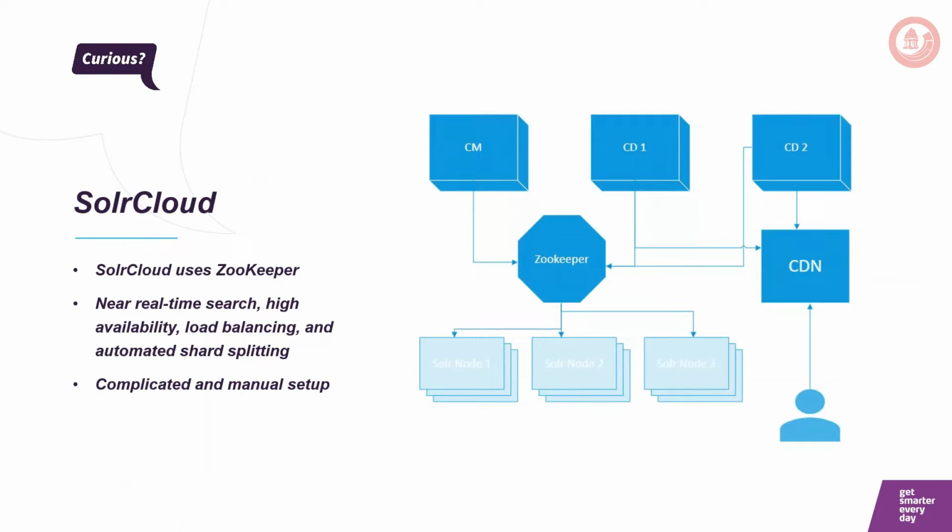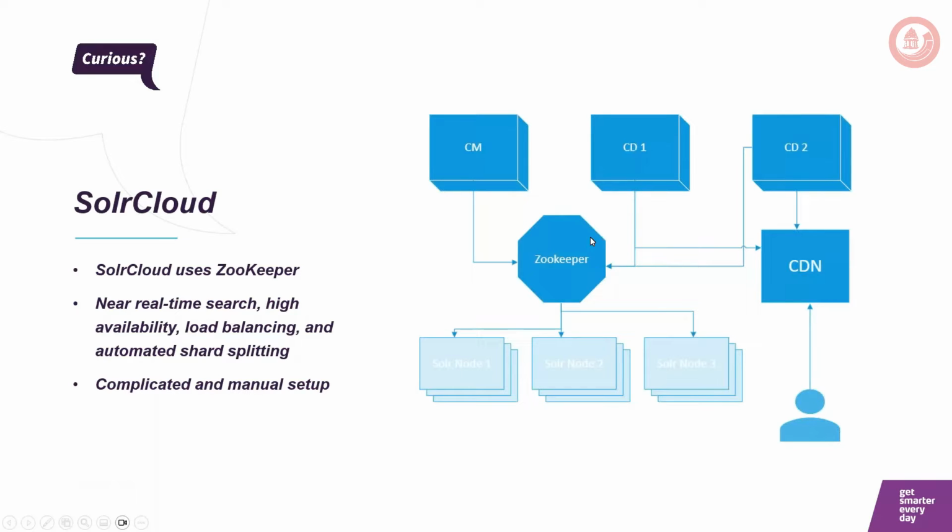Solr Cloud uses Zookeeper to coordinate the cluster state and configuration. It allows for real-time search. It is highly available. The data gets split into the 3 nodes that I have over here. So if one of them dies or is not working well, we still have 2 nodes to serve the data. In this architecture, there's no Solr master or slave. There's just one Zookeeper that is connected to all the CM and CD instances.